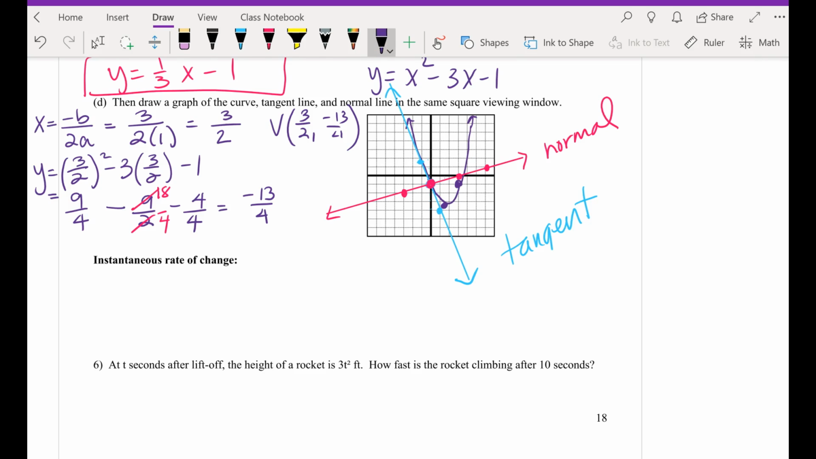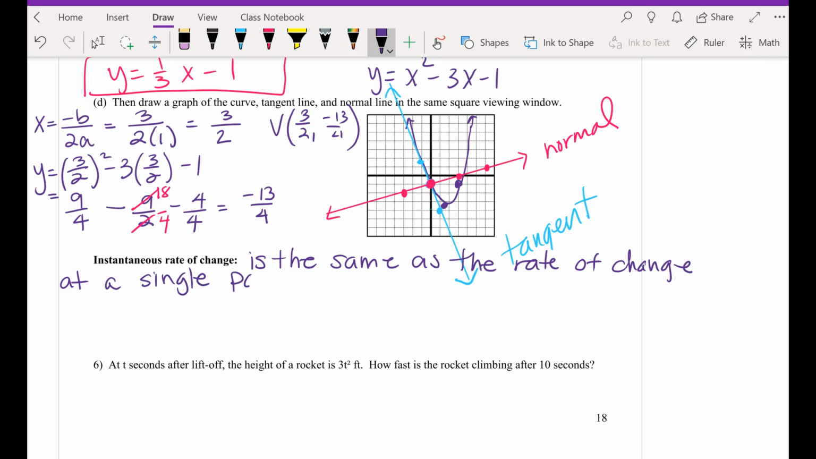Okay, so instantaneous rate of change is the same as the rate of change at a single point, or at that instant of time. We already have the formula for the rate of change at a single point. What was that formula?